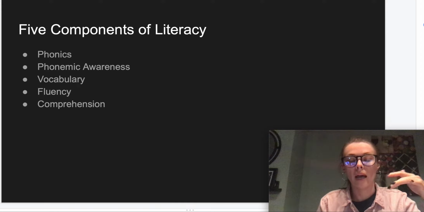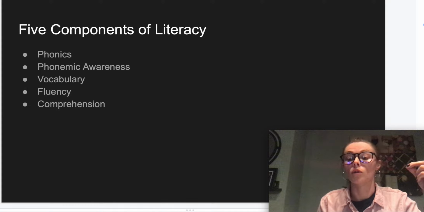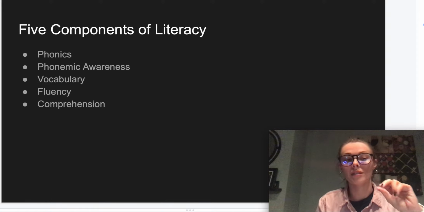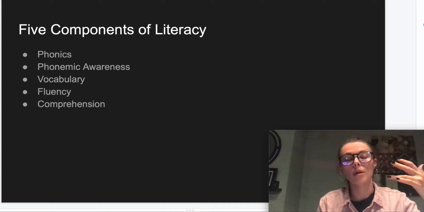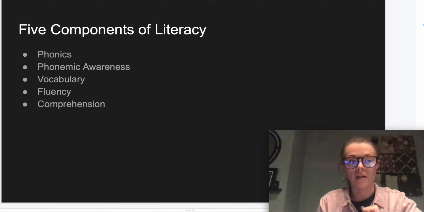Next up, we have vocabulary, and vocabulary essentially is the understanding of words. And when students have a large pool of known vocabulary words, they're able to read more words and better able to understand different texts. Then we have fluency. Fluency is the ability to read words quickly and accurately, and in first grade we often say that it's the ability to read how you speak.